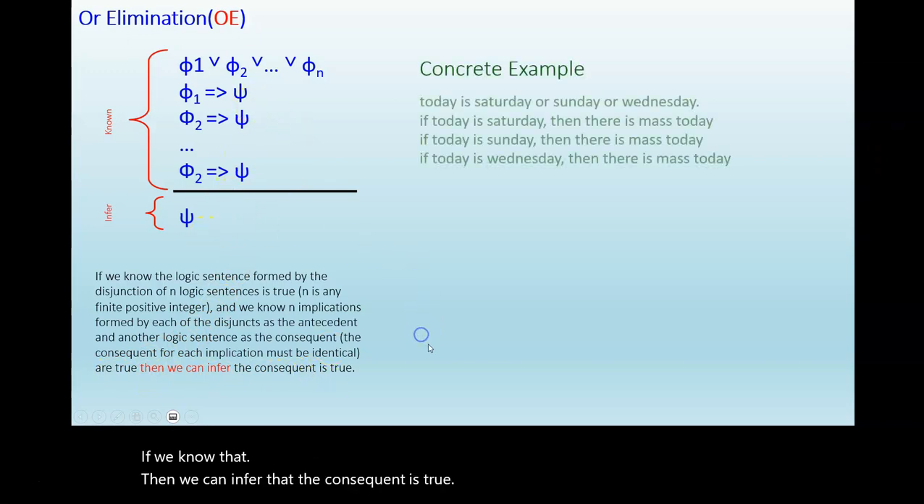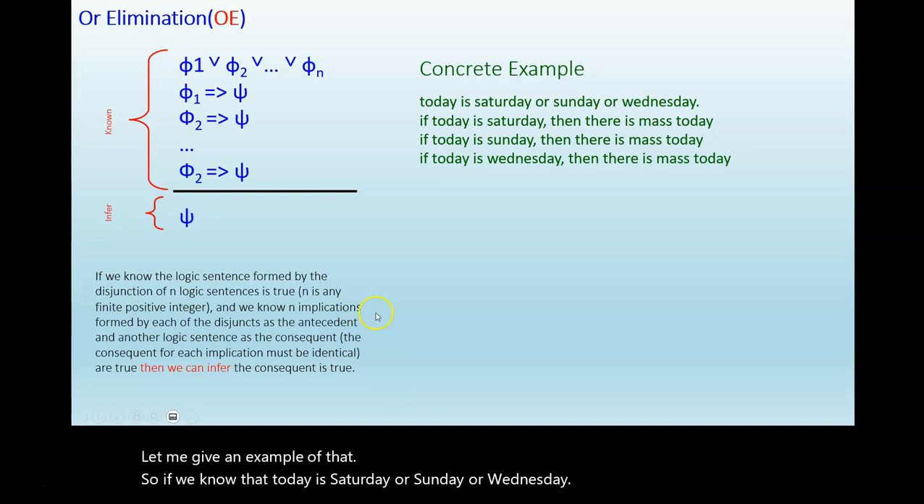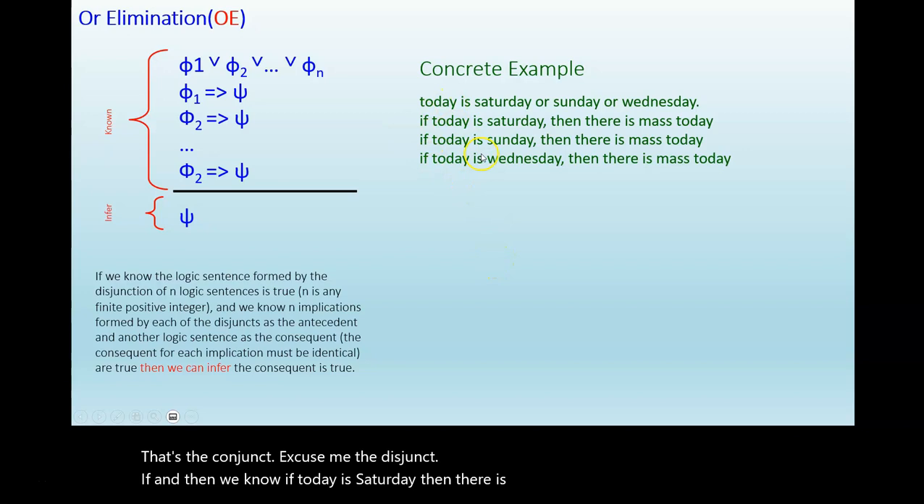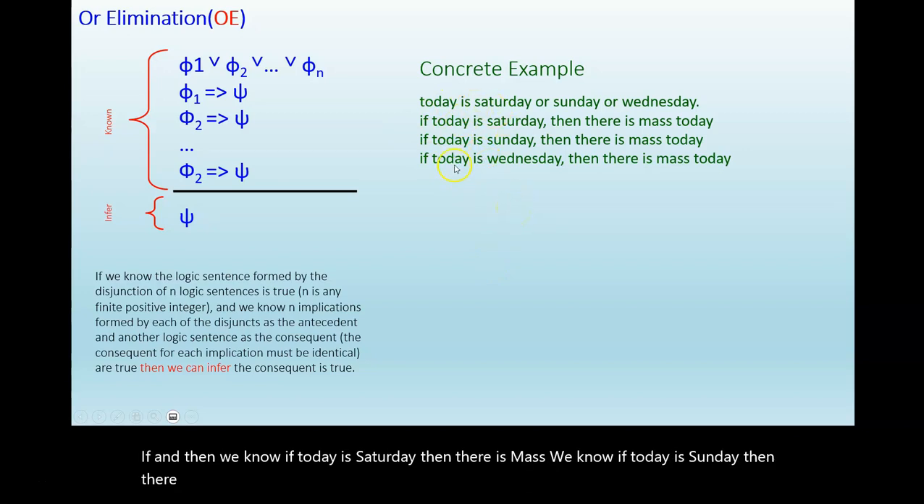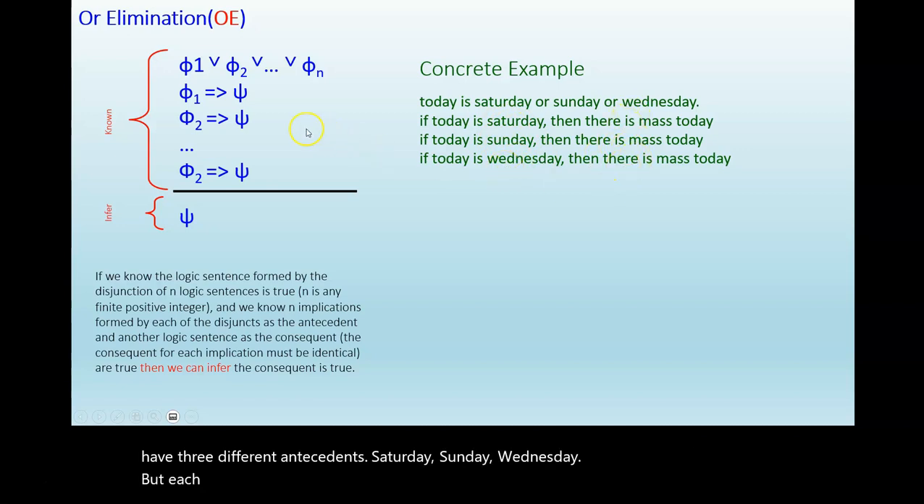Let me give an example of that. So if we know that today is Saturday or Sunday or Wednesday, that's the disjunct. And then we also know if today is Saturday, then there is Mass. We also know if today is Sunday, then there is Mass. And we also know if today is Wednesday, then there is Mass. So notice how here we have 3 different antecedents, Saturday, Sunday, Wednesday, but each consequent is the same, that these psi's are all the same here.